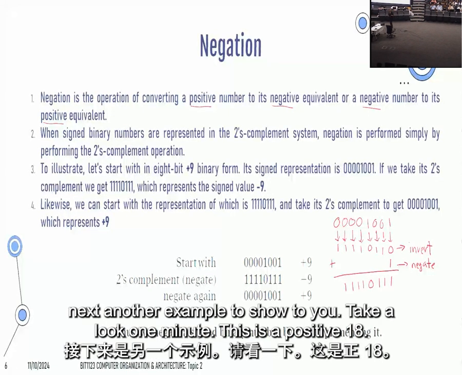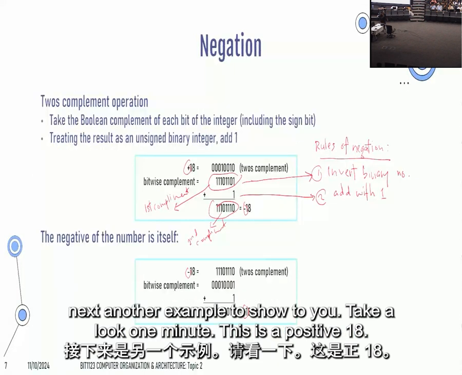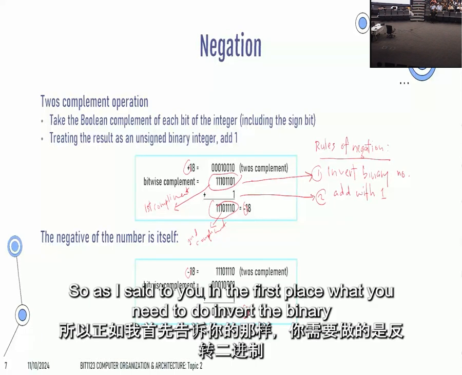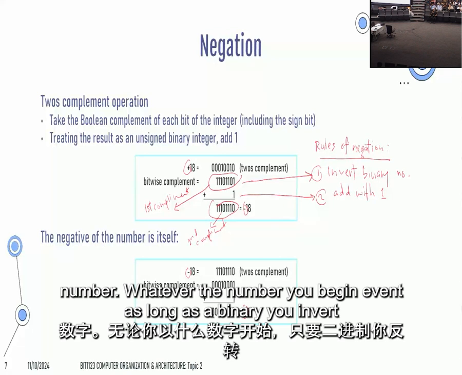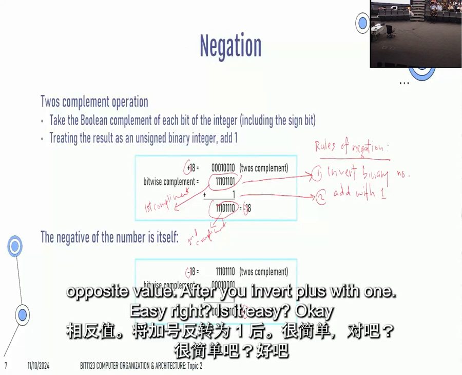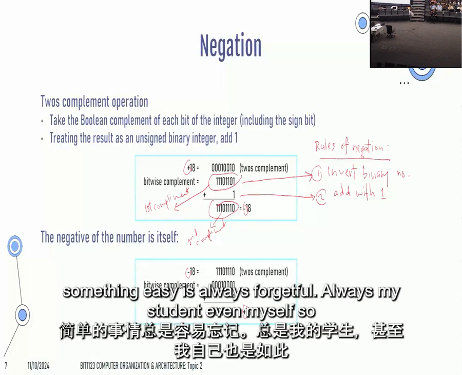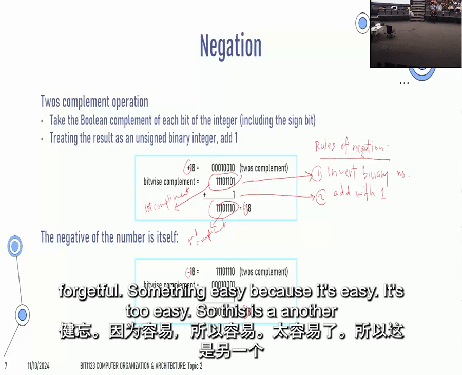It doesn't work. Oh, I didn't connect this thing. Another example to show you. Take a look, 1 minute. This is a positive 18. So as I said to you in the first place, what you need to do is invert the binary number. Whatever number you've been given, as long as it's binary, you invert to the opposite value. After you invert, add 1. Easy, right? Is it easy? Okay. Something easy is always forgettable. Always my students, even myself, so forgetful. Because it's too easy. So this is another example.